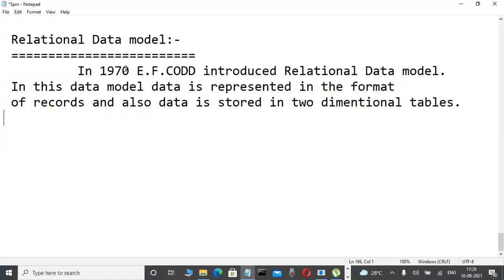Now check it out, observe here. Relational data model means data is always represented in the format of which one? Two-dimensional tables. Okay, fine. Now, what are examples of relational data model products? Write it: examples of relational data model products.